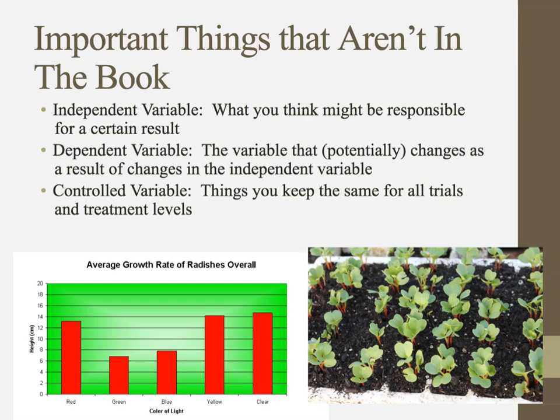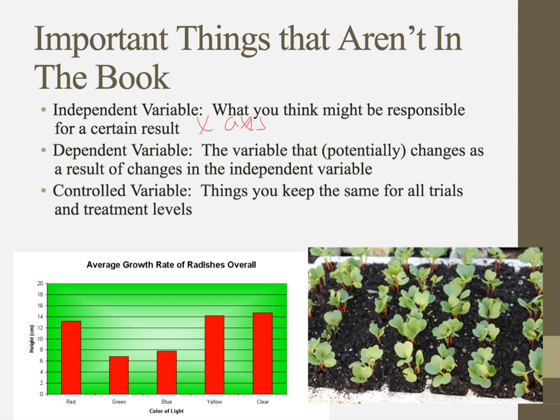Another important thing that I can't believe your book leaves out is the different kinds of variables. We have an independent, a dependent, and then controlled variables. The independent variable is what you think might be responsible for a certain result. So if I want to see if the color of light makes a difference in the average growth rate in height for radishes, then the color of light would be my independent variable. It's what I think is responsible. Notice that the independent variable is on the x-axis of the graph.